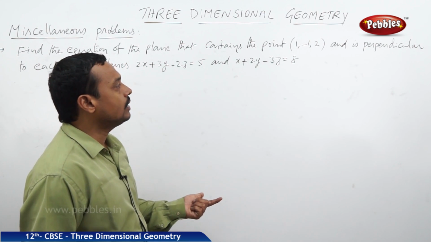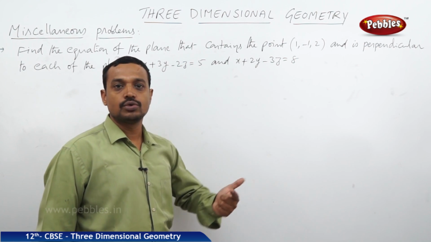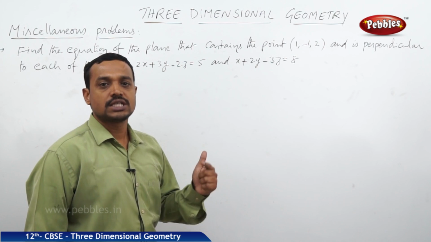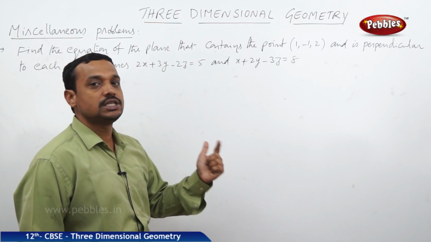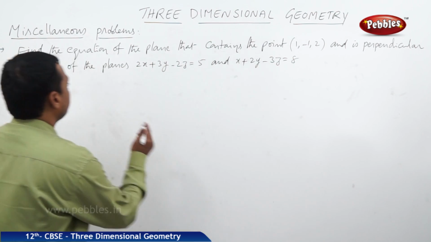So, generally the equation of a plane which passes through some given point (x1, y1, z1) in Cartesian form is a(x - x1) + b(y - y1) + c(z - z1) = 0. Now, we can take that Cartesian form here.